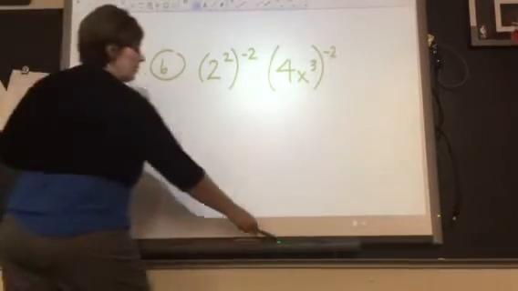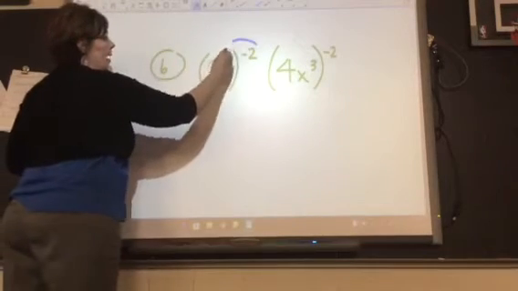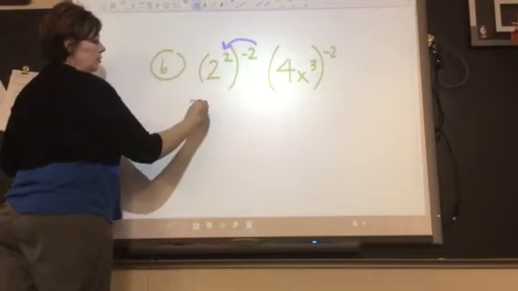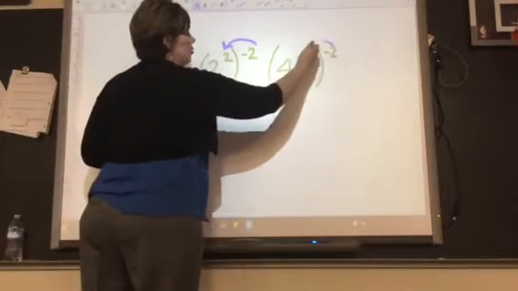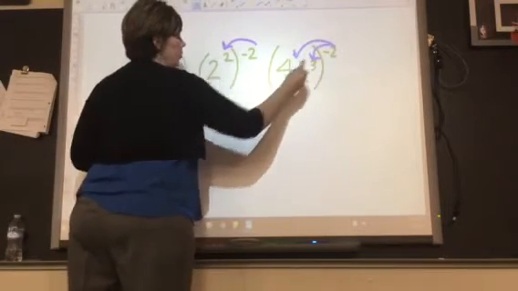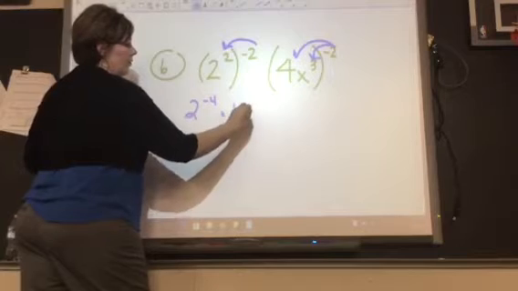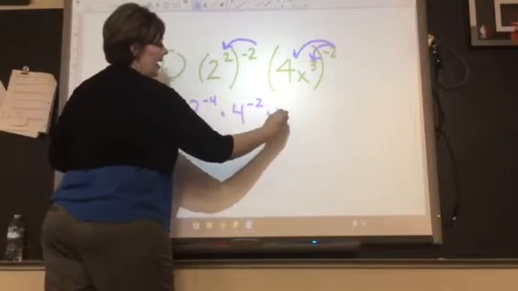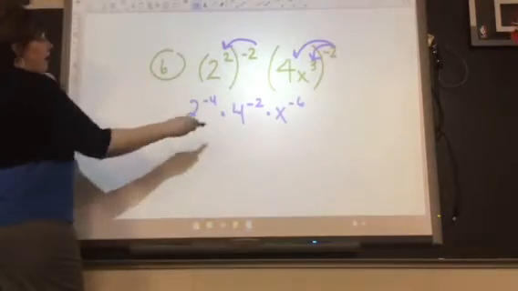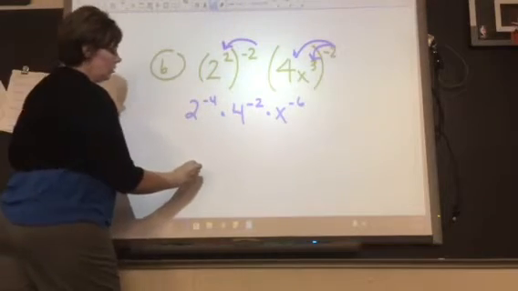Okay, so this is number 6. I have to distribute the power. That becomes 2 to the -4. I have to distribute the power to both of those, times 4 to the -2 times x to the -6. I have negative exponents. What should I do?